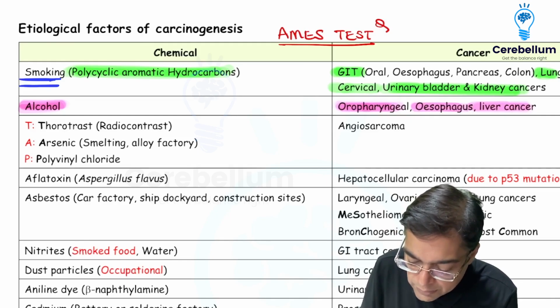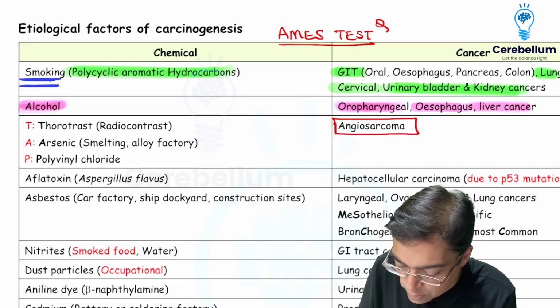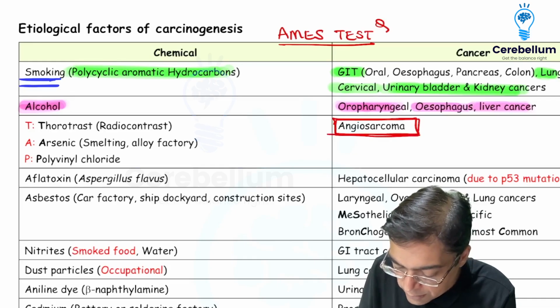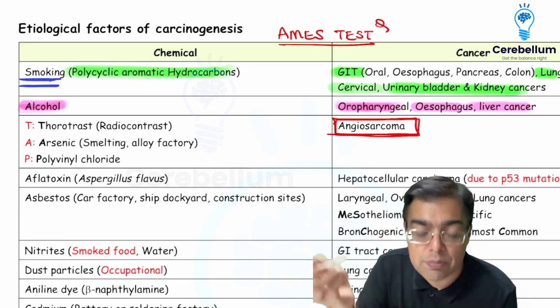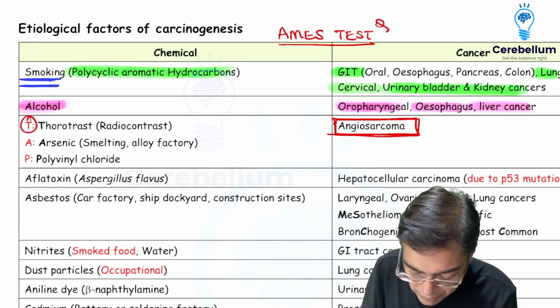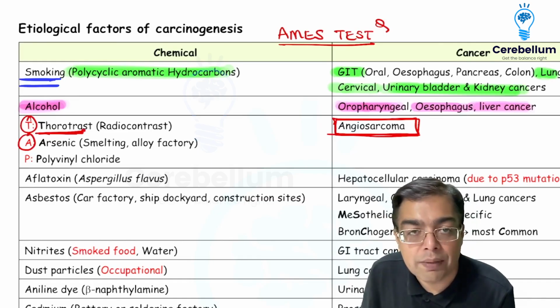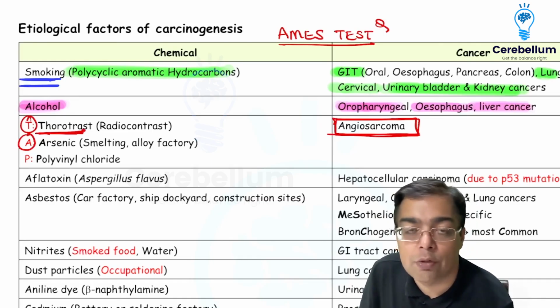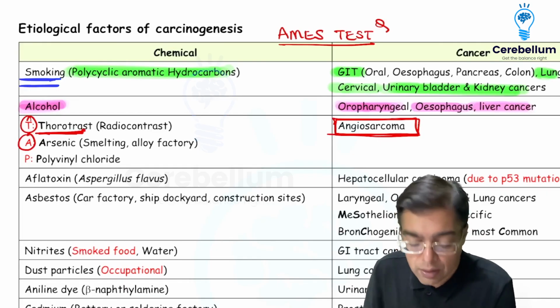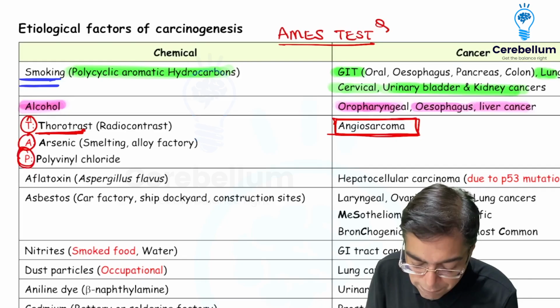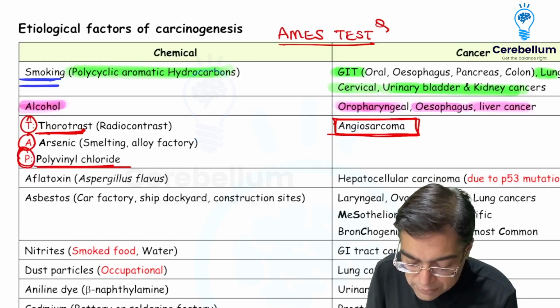The moment we're thinking in terms of a cancer that is given the name of angiosarcoma, very rare cancer, as we talked about, tap your brain, there comes the answer. So tap your brain, TAP: T for thorotrast, which is an example of a radio contrast material, A for arsenic, which is going to be seen in case of the alloy factories or metallurgies, and P, that is plastic factories containing polyvinyl chloride.